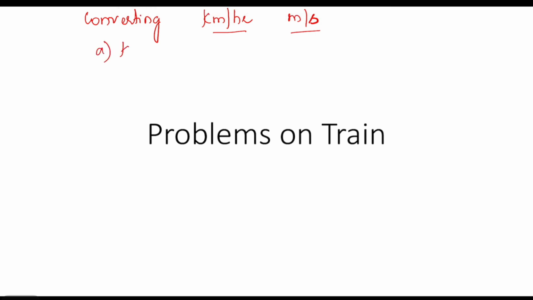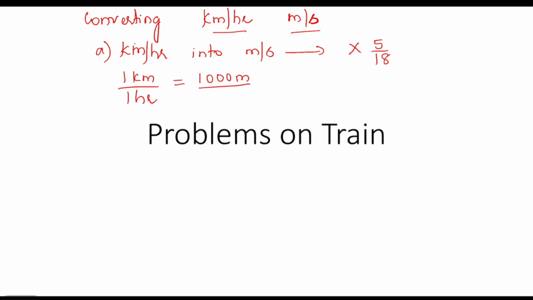To convert kilometer per hour into meter per second, just multiply the given number by 5 by 18. How did we get that 5 by 18? See here, kilometer per hour means 1 kilometer per 1 hour. So 1 kilometer is 1000 meter, and 1 hour is 3600 seconds. The zeros cancel, two 5s are 10 and two 18s are 36, so we get 5 by 18 meter per second, isn't it?